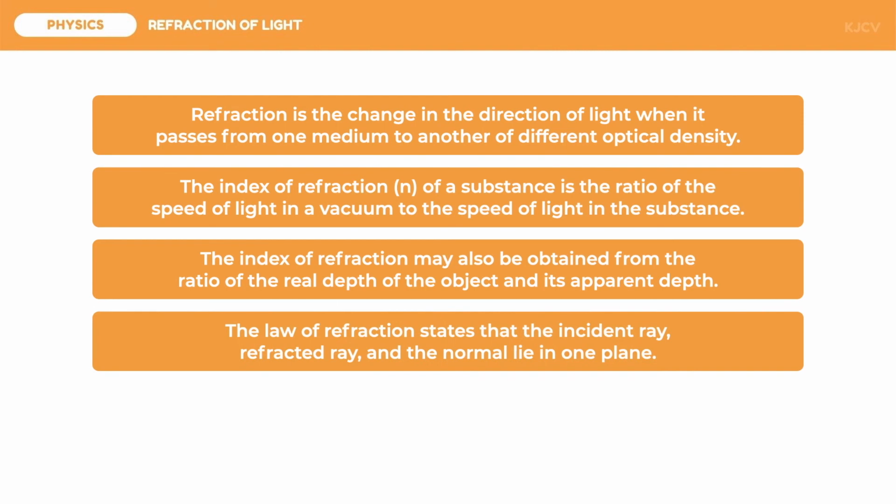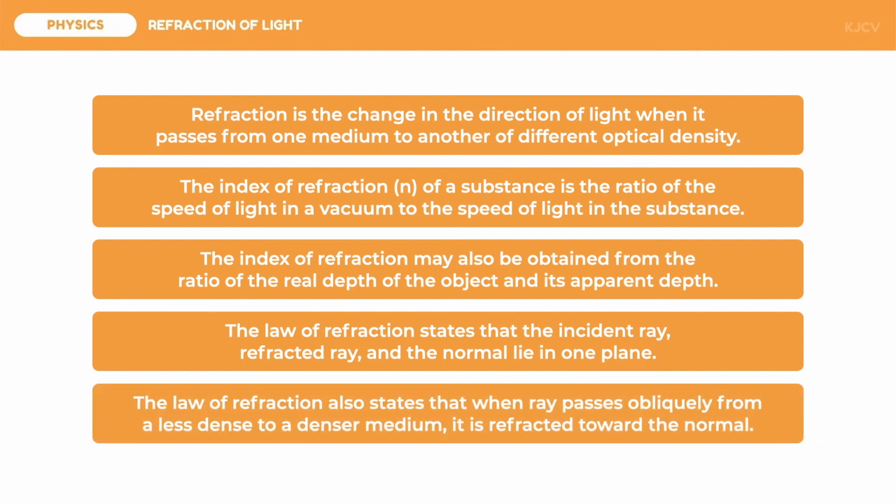The law of refraction states that the incident ray, refracted ray, and the normal lie in one plane. And lastly, the law of refraction also states that when a ray passes obliquely from a less dense to a denser medium, it is refracted toward the normal. And that ends our discussion on the refraction of light.